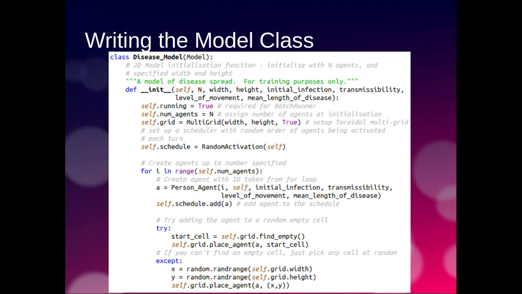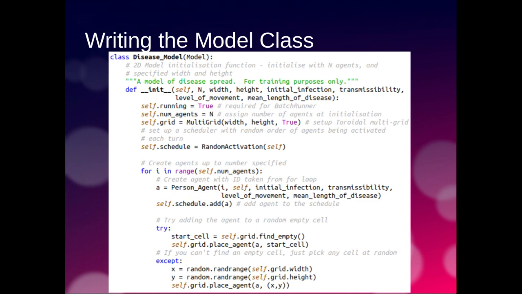Self.grid. This is where we set up the grid, the environment for the model. And remember, we imported something right at the start called a multi-grid in our list of imports, which basically means this is a grid in which more than one agent can be in the same cell. We want that for our model. So our grid is going to be a multi-grid.